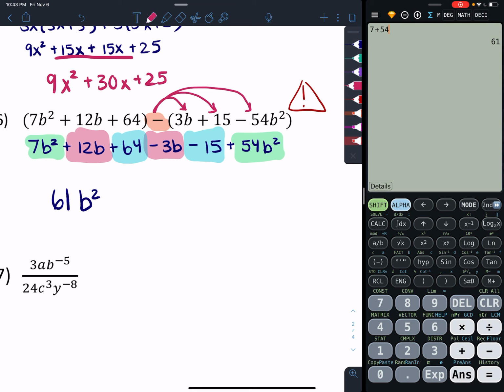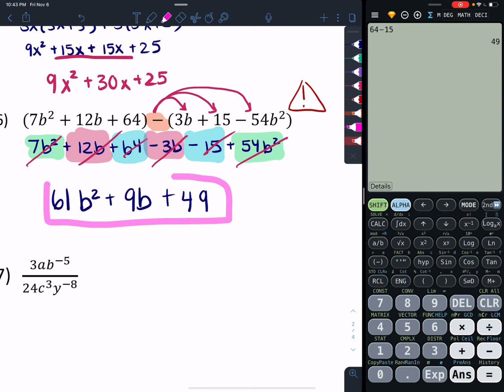And then I recommend that you cross them off as you go so that you know you've dealt with them. We have a 12b, so 12 minus 3, so we have 9b, and then again we can cross those off. And then we have a 64 minus 15, so plus 49. And that is our answer.